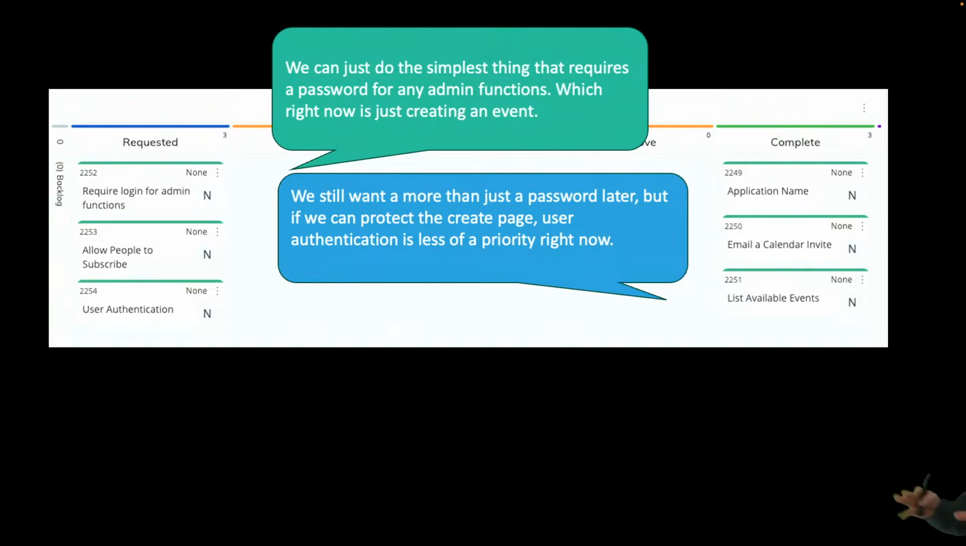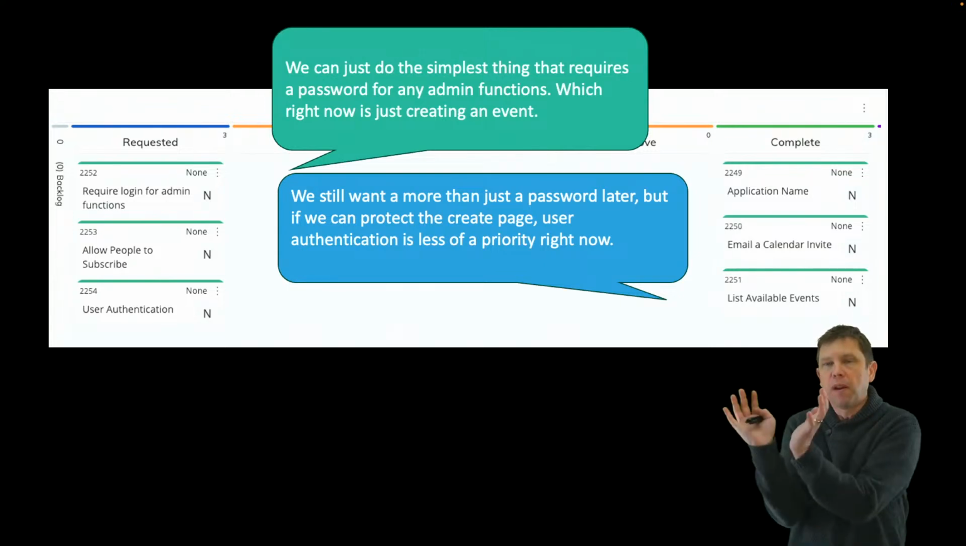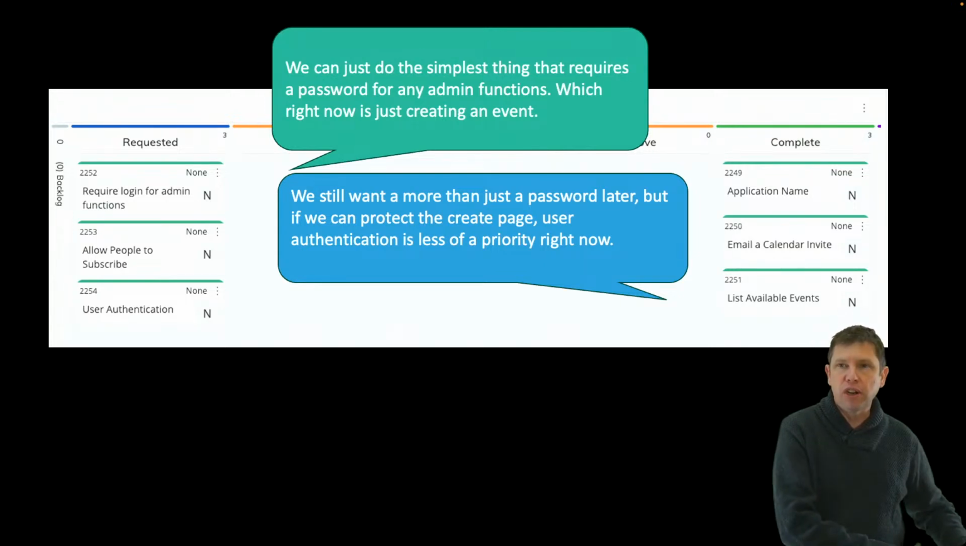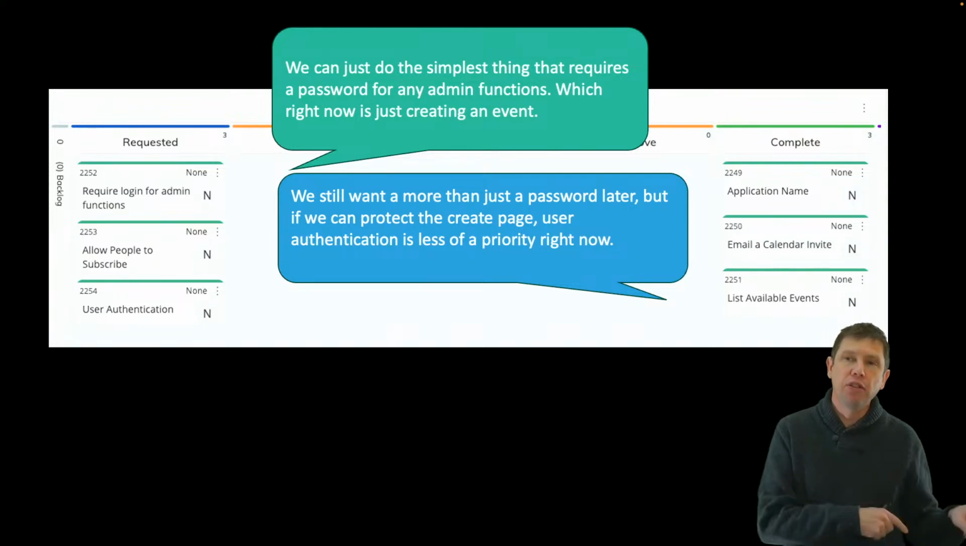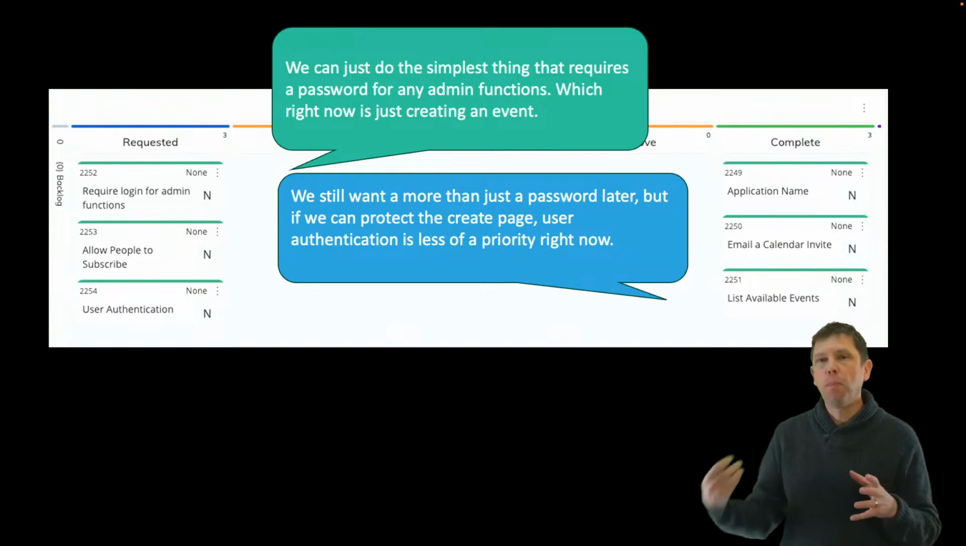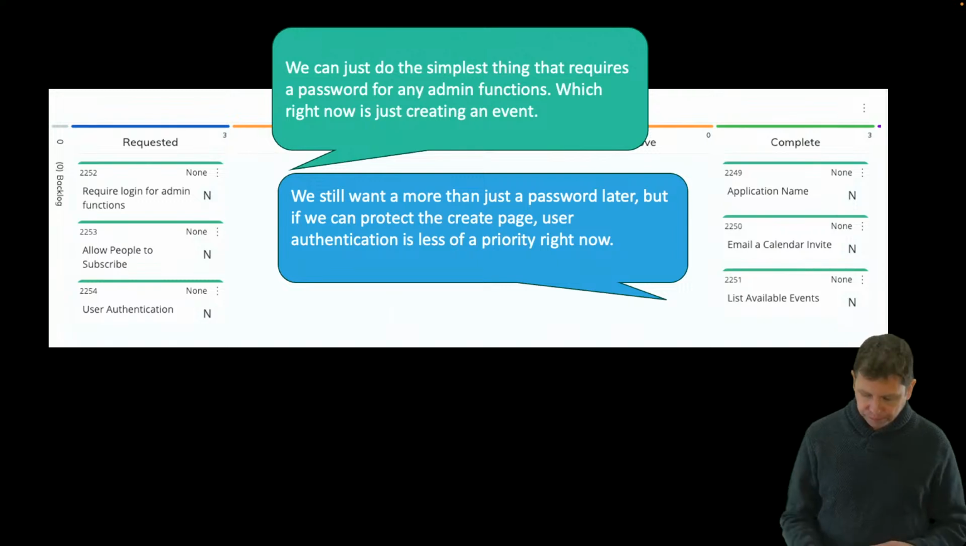So the customer says, well, we still want more than just a password later, but if we can protect the create page, user authentication is less of a priority right now. Which means by breaking this out and saying we're just going to protect this, we're still going to have user authentication, but by just protecting this page, we can now prioritize other things higher than user authentication, where if we don't break it out, user authentication has to come next. So we've now created options for the customer that we did not have before.